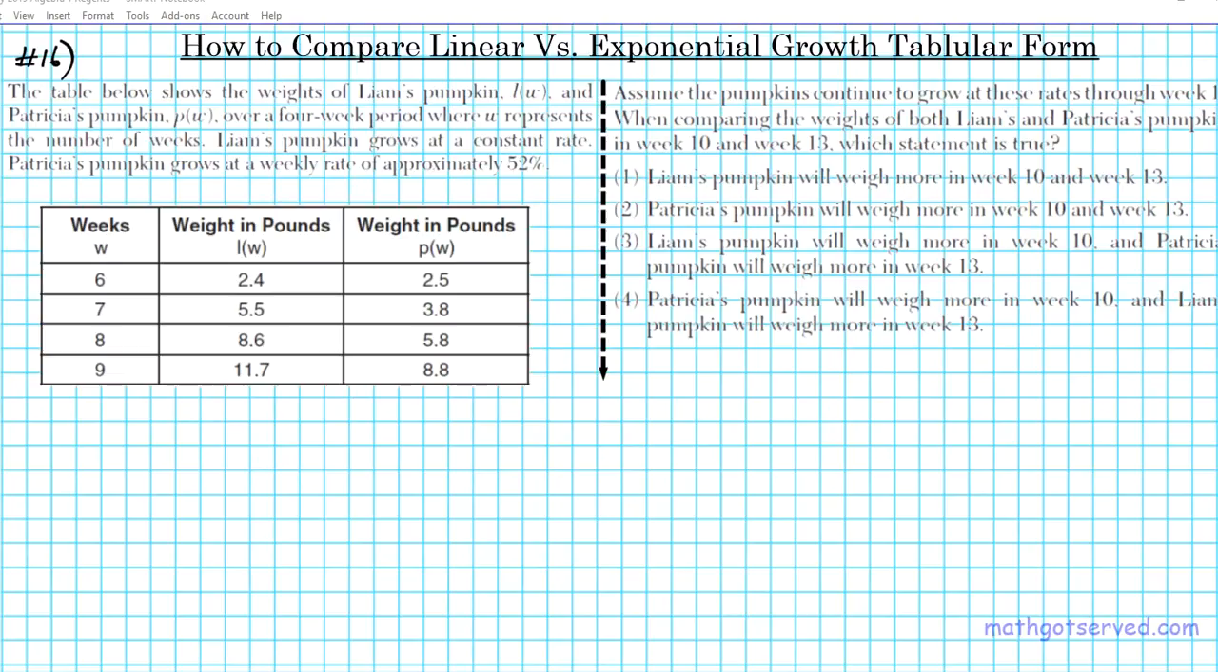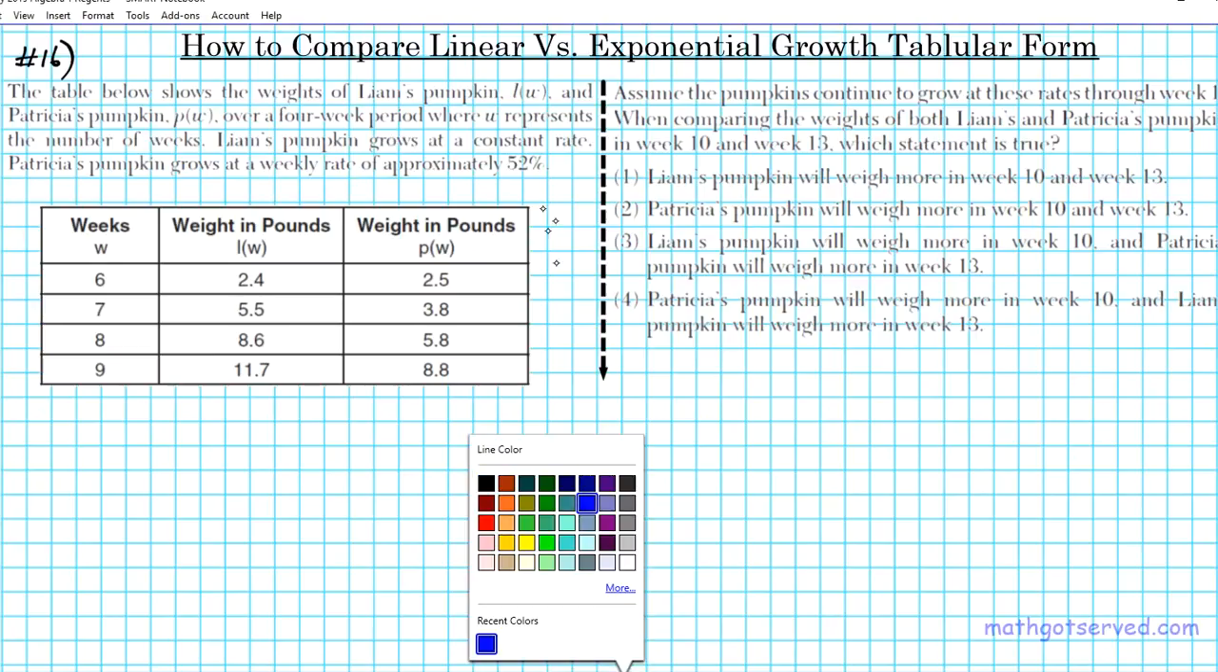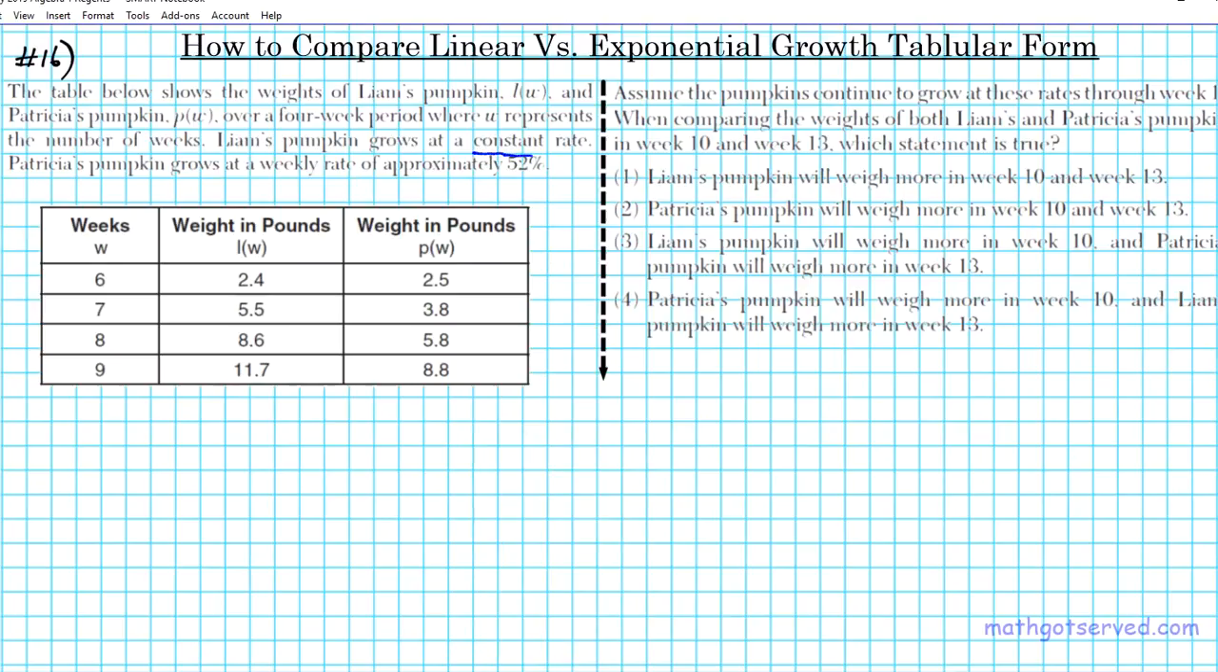So basically what we just have to do is figure out the weight of Liam and Patricia's pumpkin in weeks 10 and week 13. Okay, and then we're going to know what the answer is. Alright, so we are told that Liam's pumpkin grows at a constant rate. Okay, so what does that tell us? If a function has a constant growth rate, what does that mean?